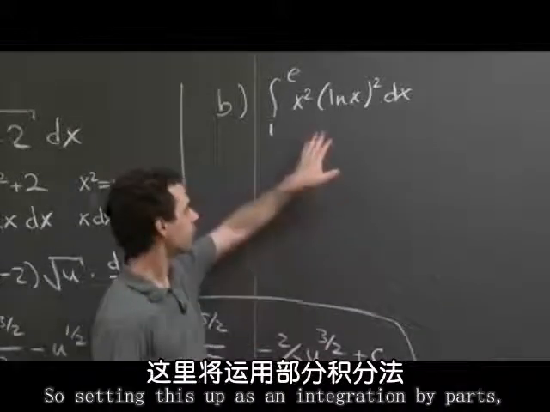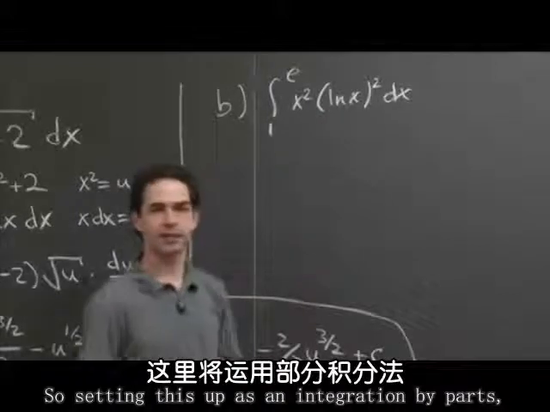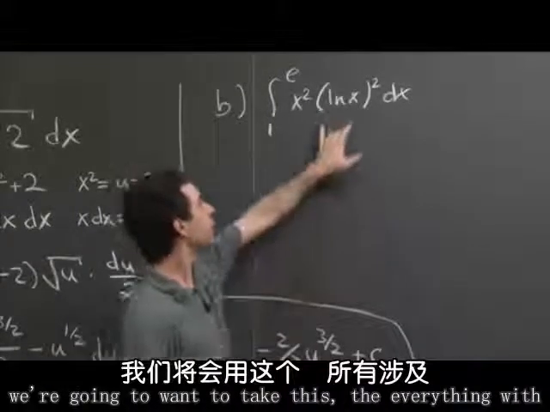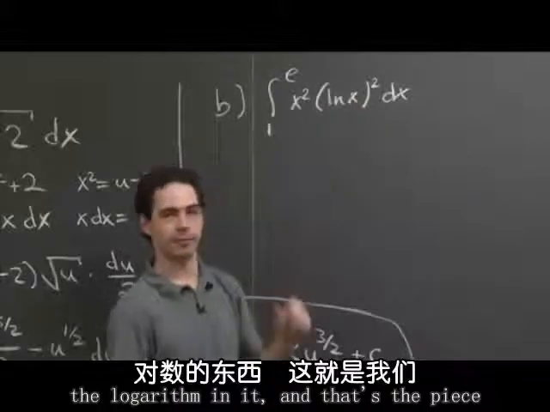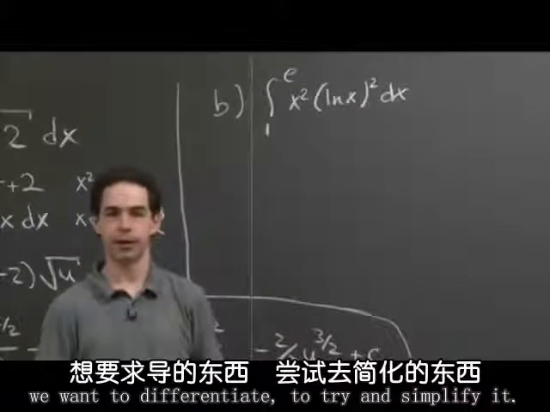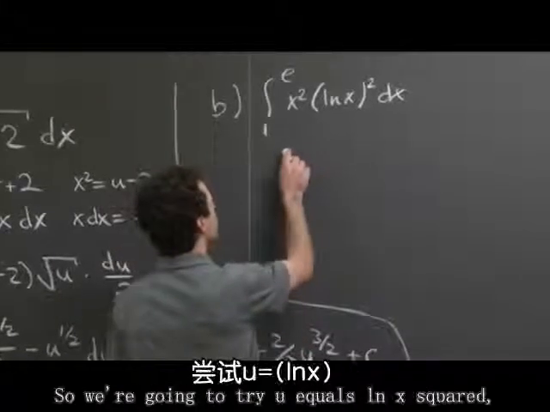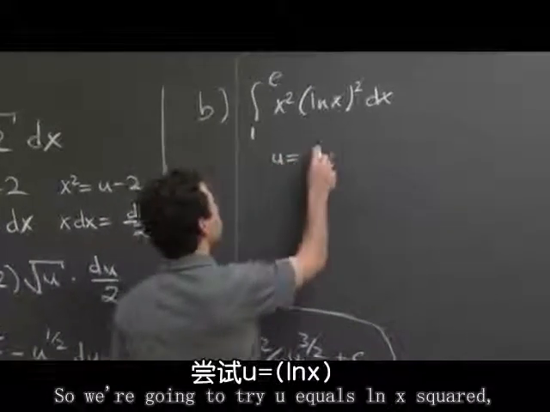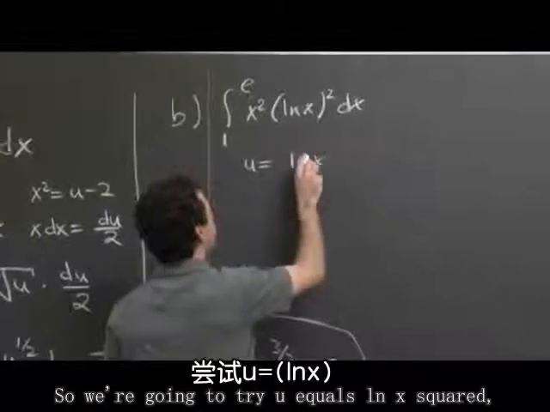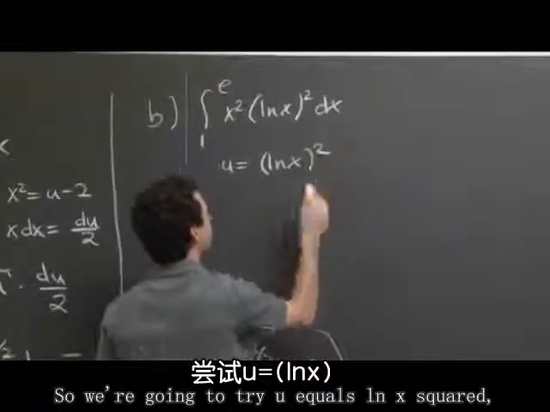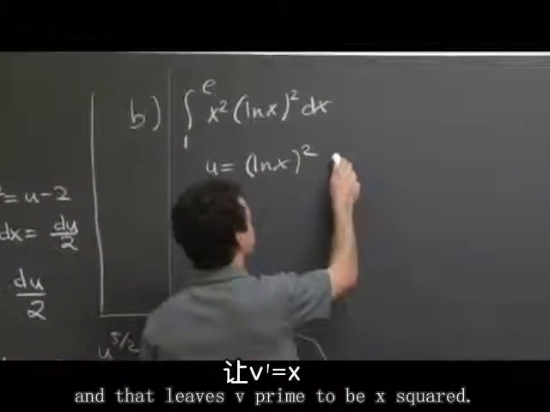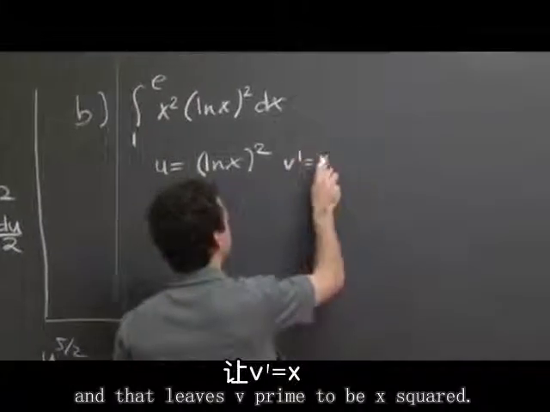So setting this up as an integration by parts, we're going to want to take everything with the logarithm in it, and that's the piece we want to differentiate to try and simplify it. So that's going to be our u part. So we're going to try u equals (ln x) squared, and that leaves v prime to be x squared.